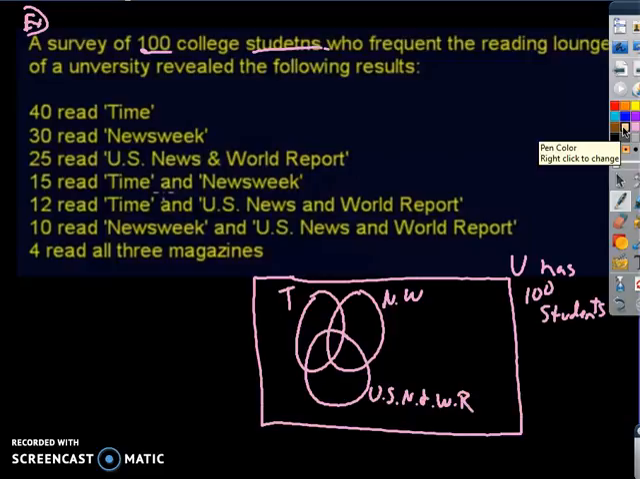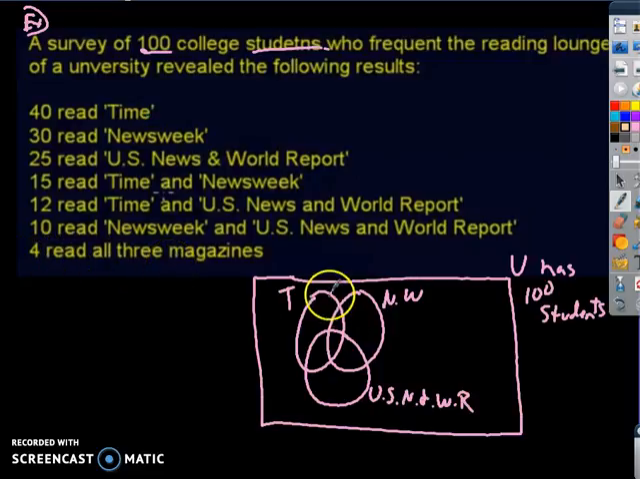And let's actually start writing in things we know about it. I would always start from the one that contains the most first. Then I would go to all the ones that overlap. What I mean by most, like the most overlapping part. I would start from the innermost part first and then build outwards. It's just best to do it that way. So instead of starting here with the 40 Time readers, it's going to cause problems. So start here. The 4 read all 3.